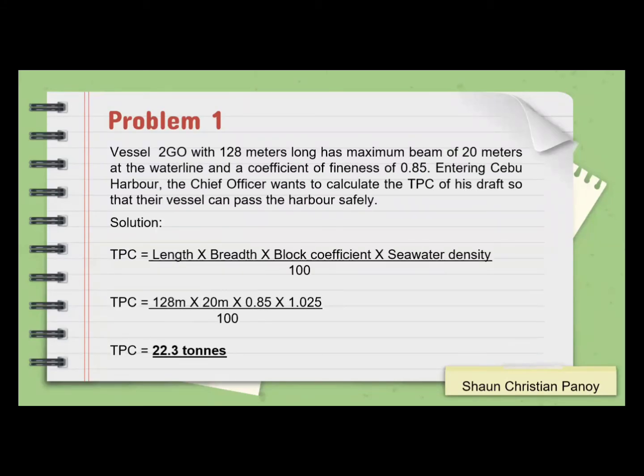So the solution for that problem is TPC equals length times breadth times block coefficient times water density divided by 100. So distribute the values: 128 meters times 20 meters times 0.85, I mean, times 1.025 or the value of seawater, divided by 100. If we calculate that one, it will result to 22.3 tons and that is our value for TPC.